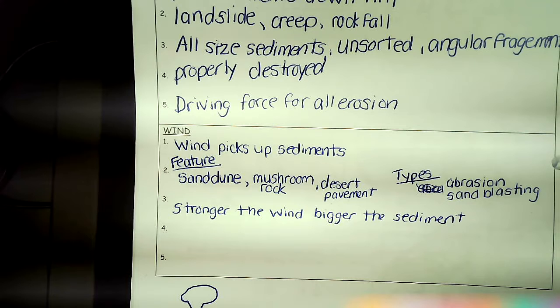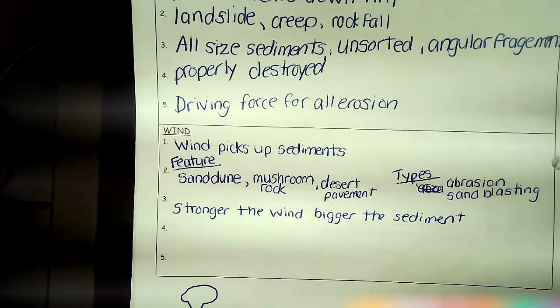All right, next one was 4. How does this agent of erosion affect human life, property, and the economy? Now, we did not talk about this, but you have talked about this in your social studies class. How has wind erosion affected the economy or human life in the past and is still doing it today?